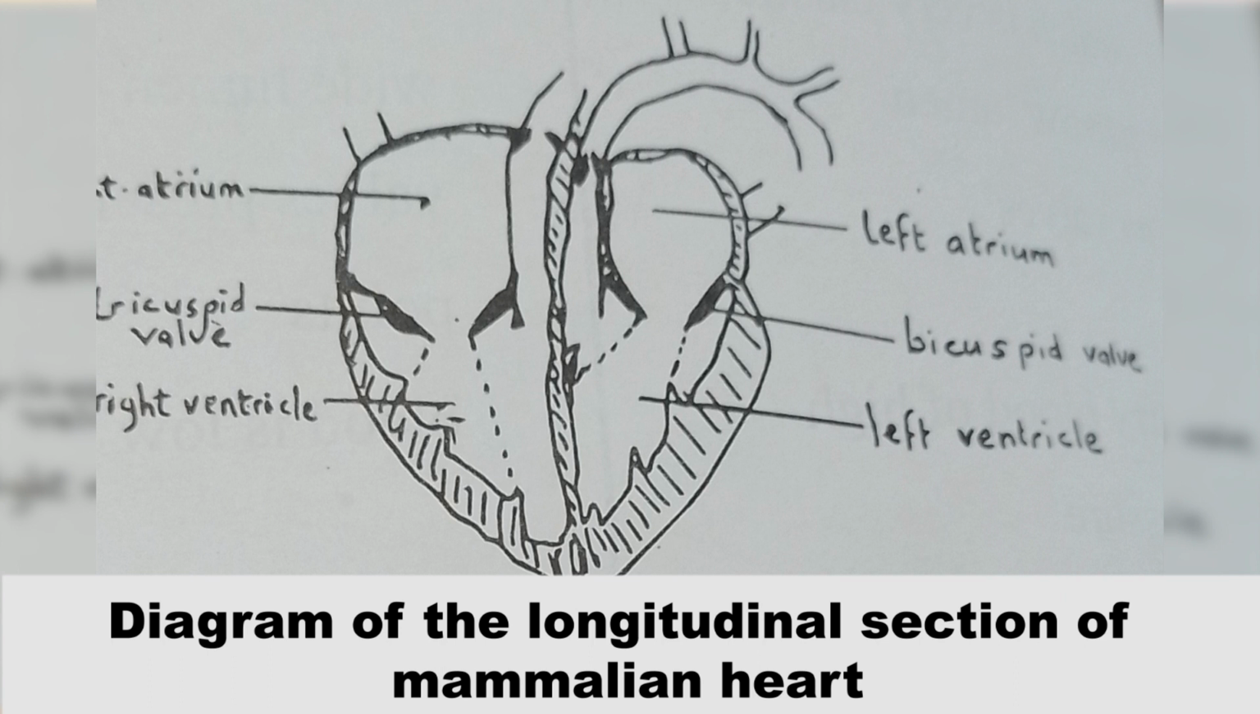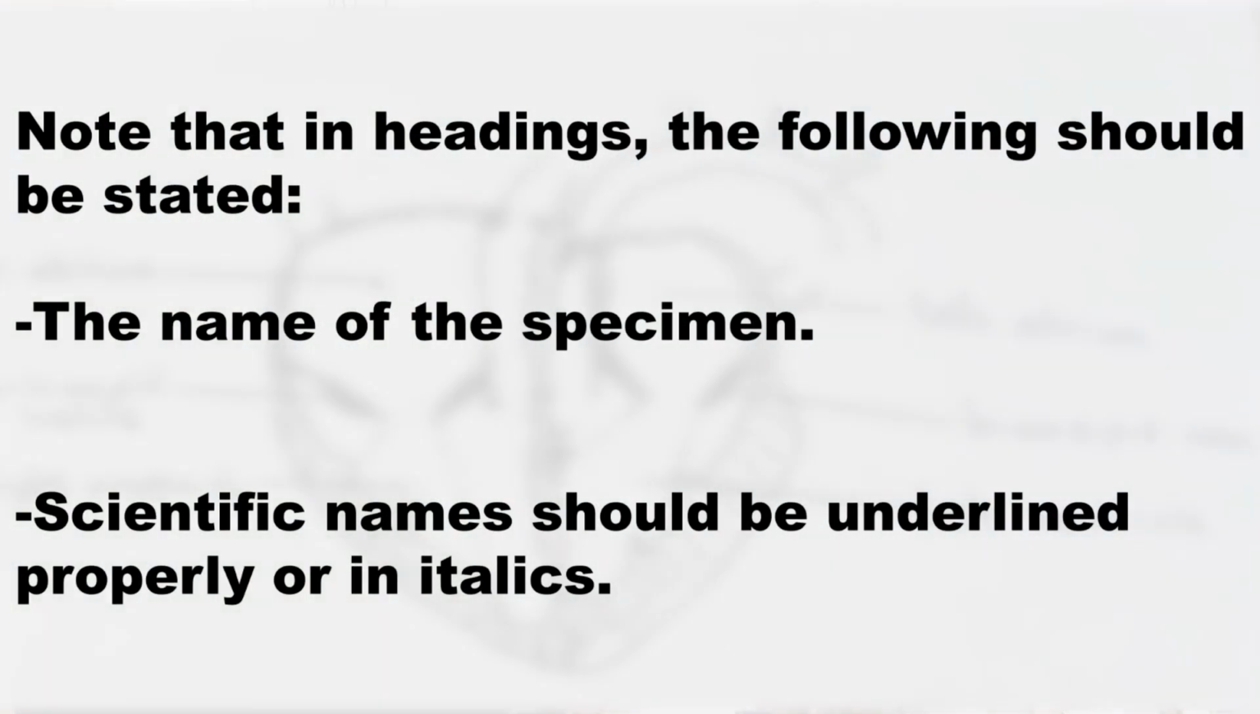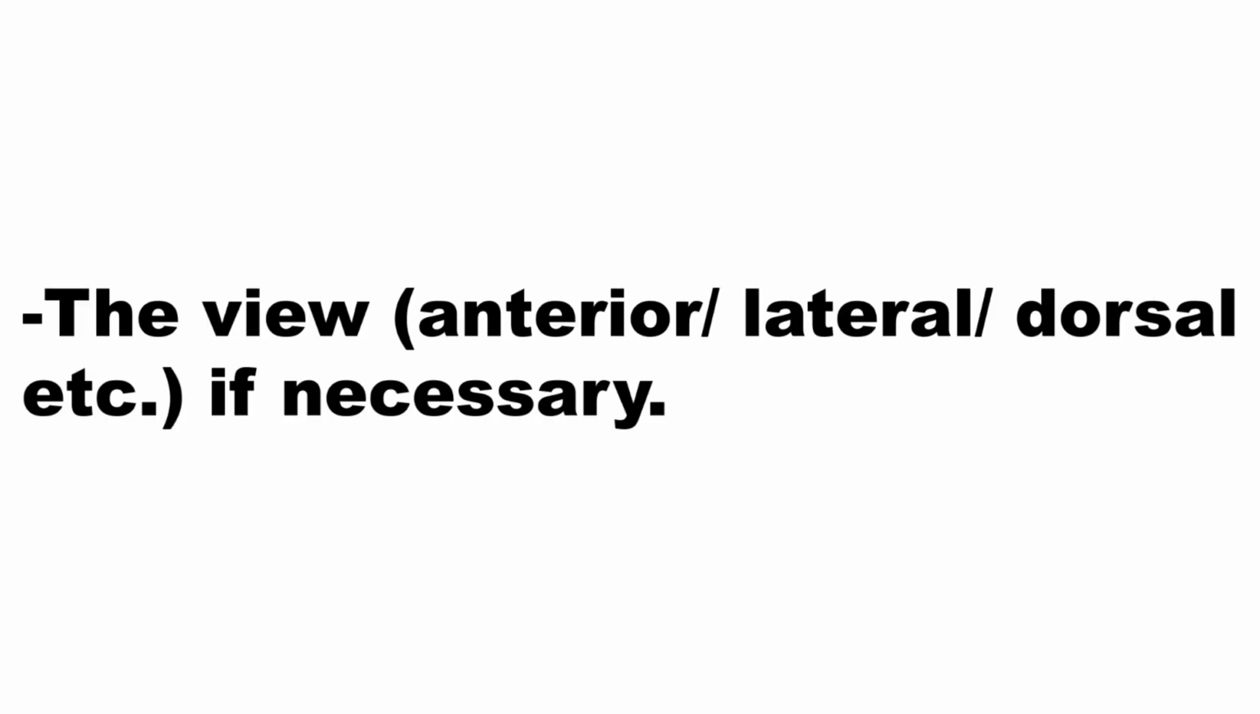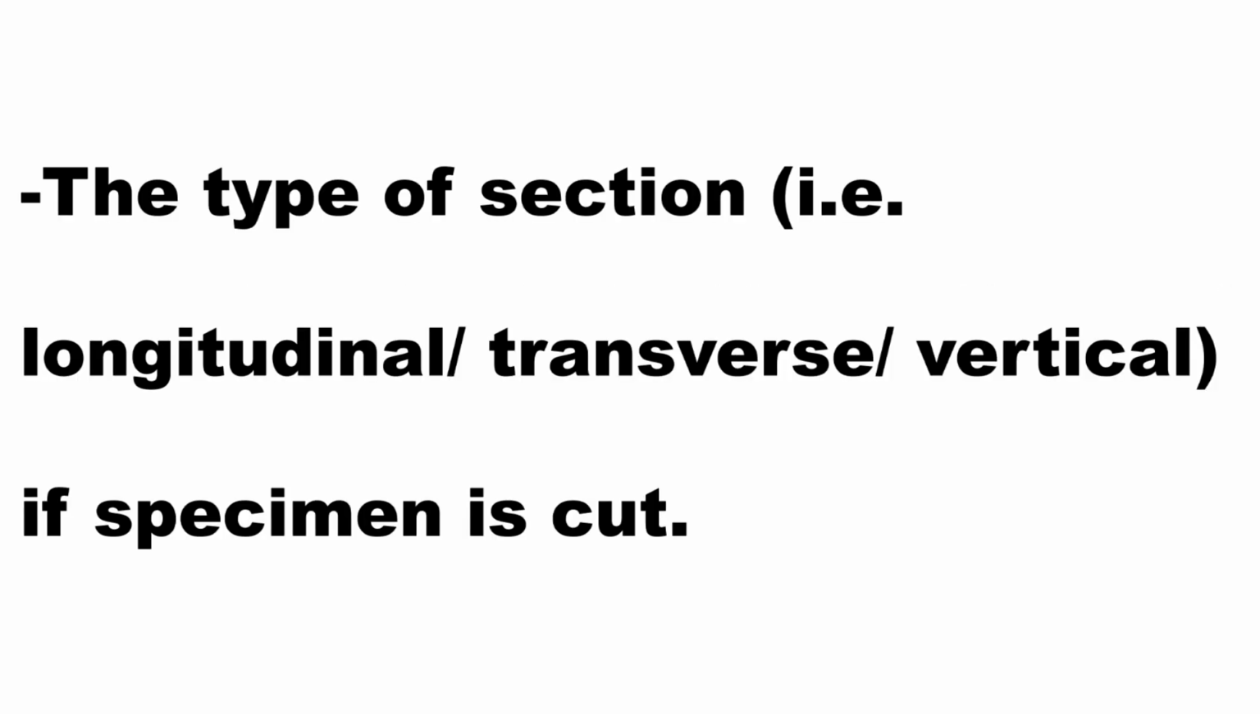Now note the following in the headings: the name of the specimen, and if you know the scientific name, it should be underlined properly or in italics. The view, anterior or lateral, etc., is necessary to quote in your heading. Then the type of section, whether longitudinal or transverse, you need to quote if the specimen is cut.